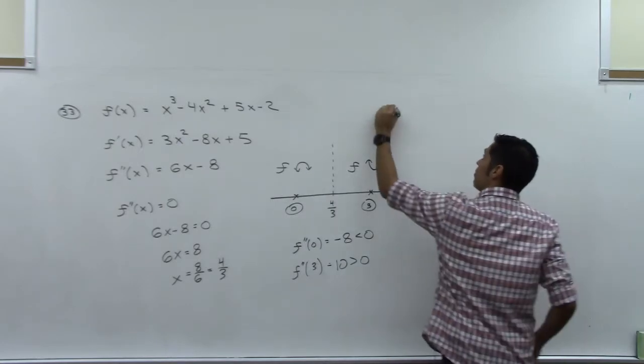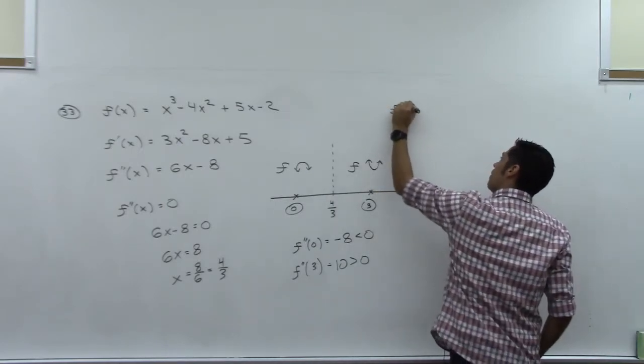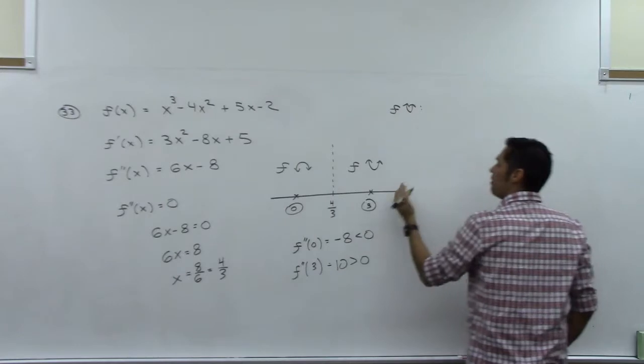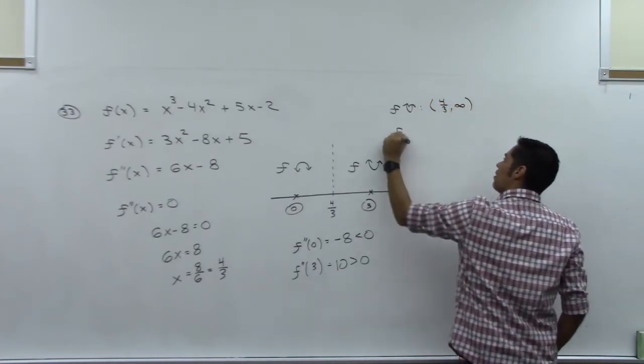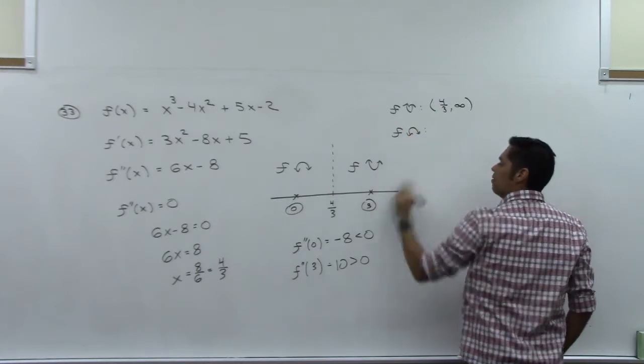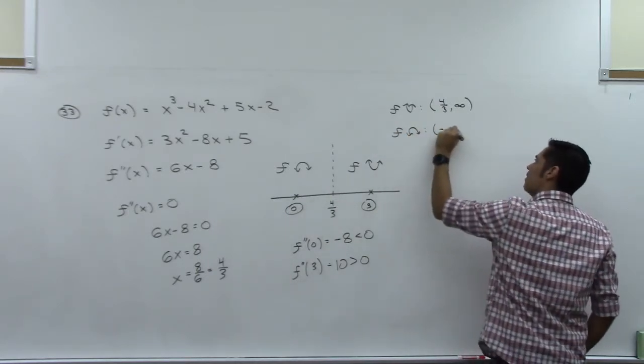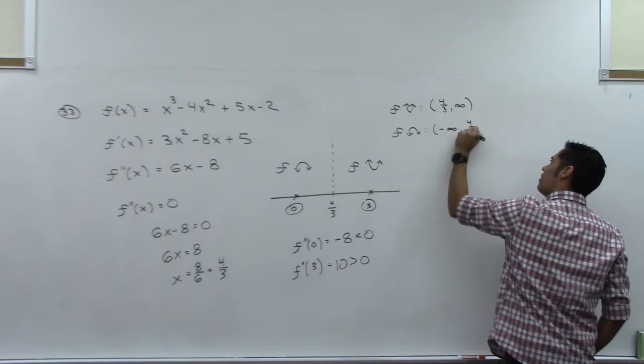So now I can answer these questions. Where is the function concave up? Well, to the right of 4/3, so from 4/3 to infinity. Where is the function concave down? Well, to the left of 4/3, so negative infinity to 4/3.